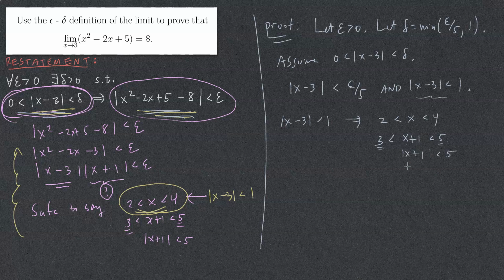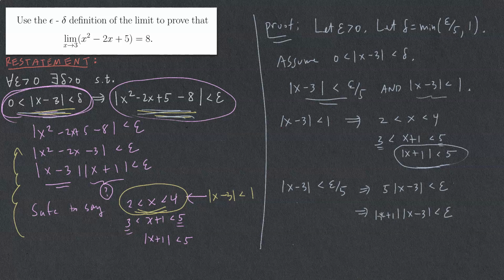How are we going to use that? Hang on, let's hold on to that for a second, and let's look at this inequality. Now that I know that x minus 3 is less than epsilon over 5, well, that indeed implies that, by a little bit of arithmetic, 5 times x minus 3 is less than epsilon. But because of this inequality here, that means that this x plus 1 times x minus 3 must be less than epsilon, because this is smaller than 5.